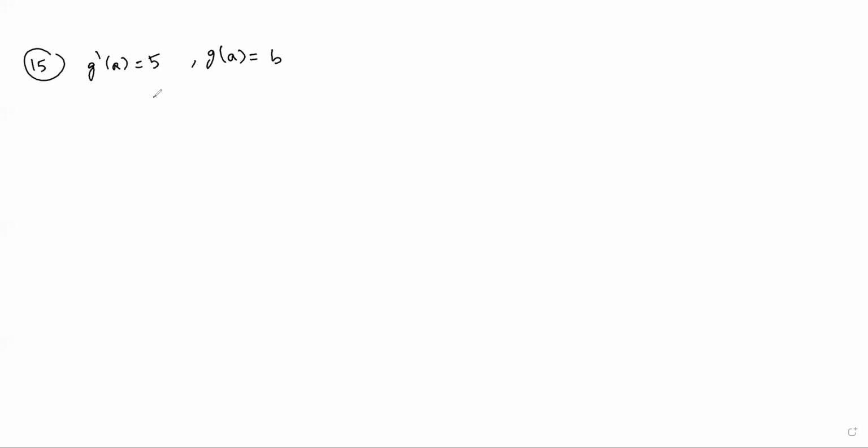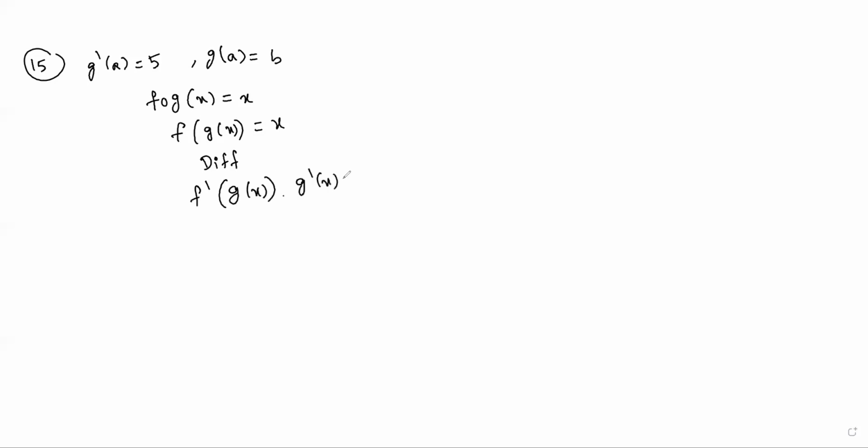But the given statement is F circle G is the identity function. What is the nature of the identity function? F circle G of X, the domain and range are the same. Now this is the identity function. This F circle G of X I can write as F of G of X is equal to X. Now I am differentiating this. First the outer function F derivative, F dash of G of X, into the inner function derivative G dash of X, is equal to X derivative, which is 1.